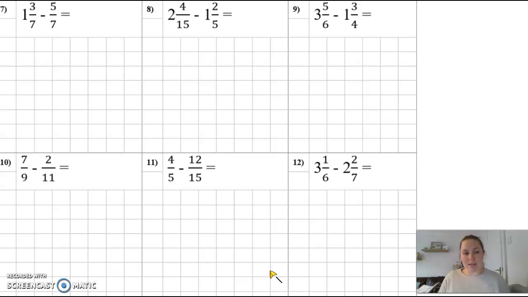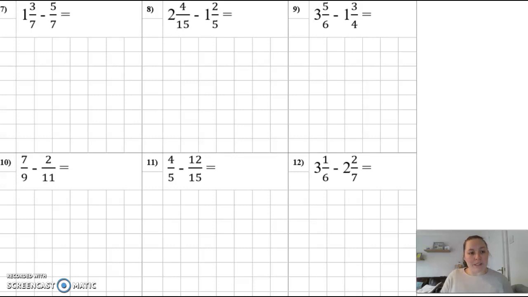So I'm going to talk through the answers to page 34, fraction subtraction, questions 7 till 12. I hope that you got on okay with this. Again, we've got some denominators the same, some that we'll have to change. We've got some mixed numbers thrown in this time. So let me talk you through the answers.